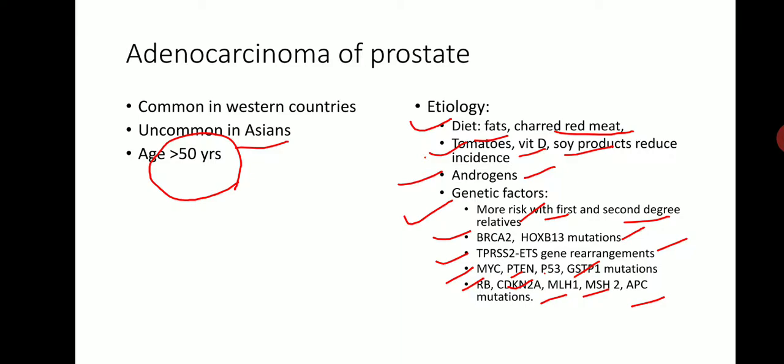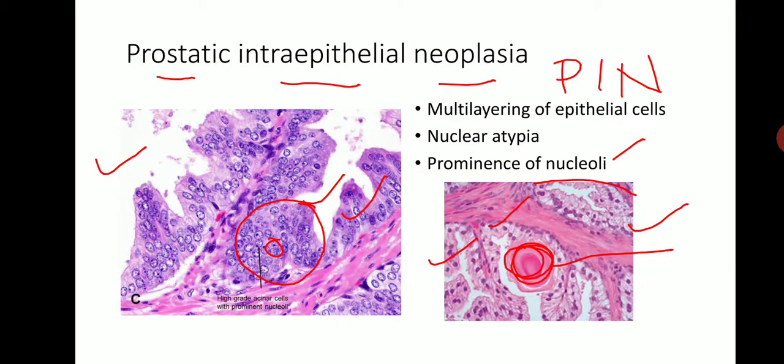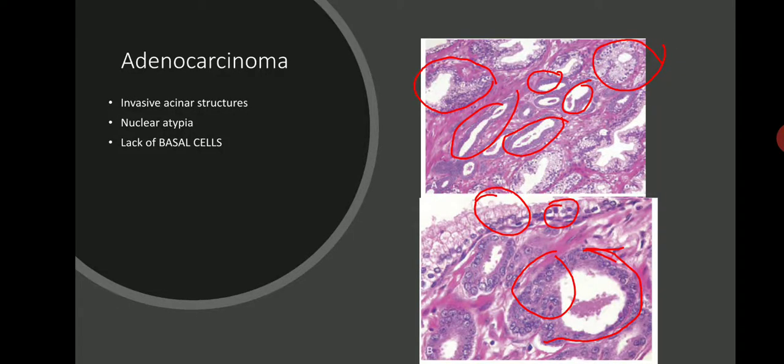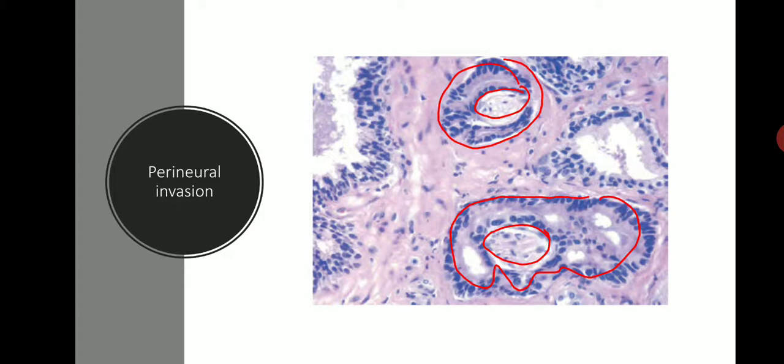Adenocarcinoma prostate, various etiological factors are known, but none have been proven. The precursor lesion is known as the prostatic intraepithelial neoplasia, which can be high grade or low grade. Adenocarcinoma is usually the acinar type, and the hallmark feature is lack of basal cells and infiltrating acinar structures with nuclear atypia. Perineural invasion is another characteristic feature.